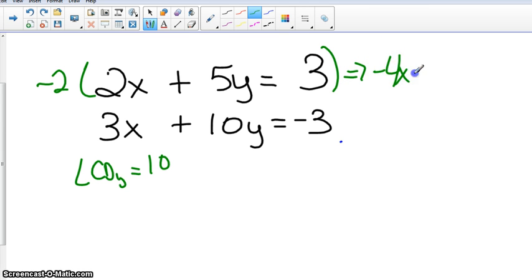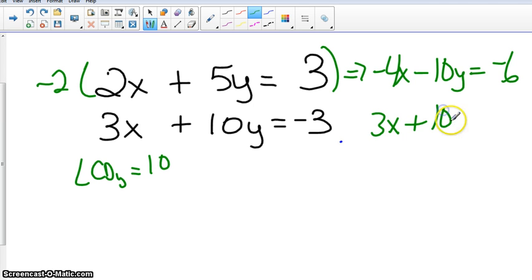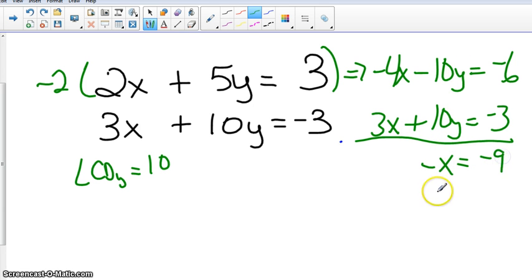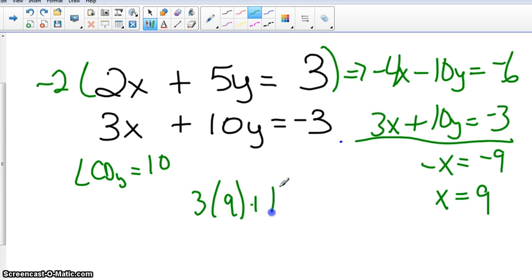So negative 4x minus 10y equals negative 6. And on the bottom, we're just going to keep it the way it is. And when I add these together, the y's are going to cancel out, and I'm going to get negative x equals negative 9. So x divided by negative 1, x equals 9. And then I plug that back into the bottom. I don't know, just because.